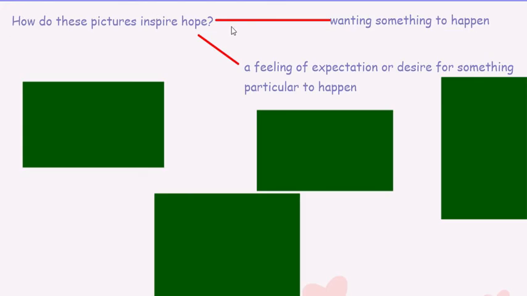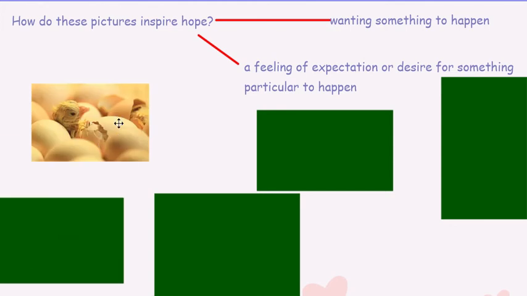So how do these pictures inspire hope? We've got 4 pictures here. Remember, hope is about wanting something to happen, or it's a feeling of expectation or desire for something particular to happen. So let's look at the first one. We've got a baby chick being born. How does that inspire hope? Pause the video and have a think about what does that make you hopeful for? So some of you may have said it inspires you to think of new life. So it makes you hopeful for new life and new things to be growing.